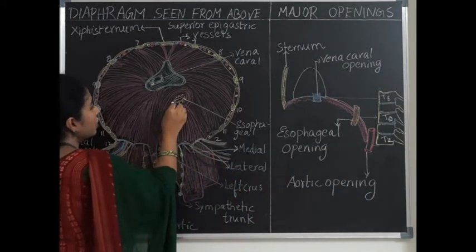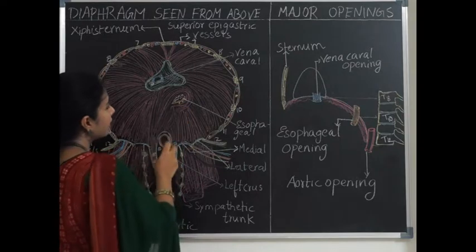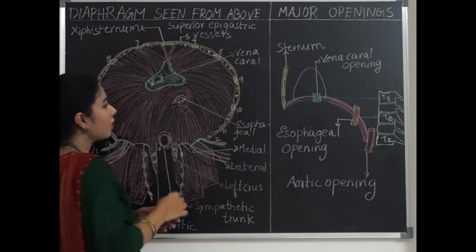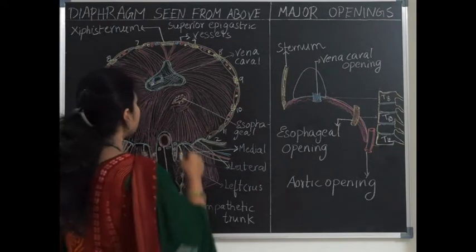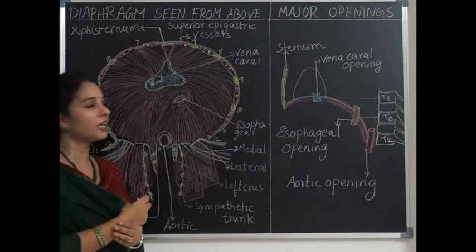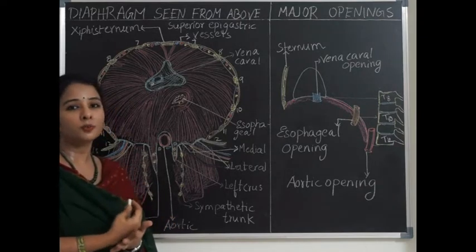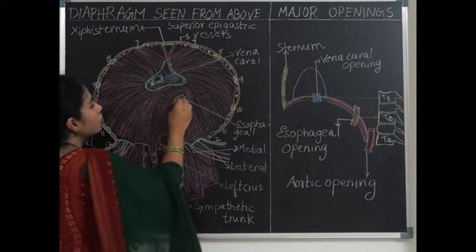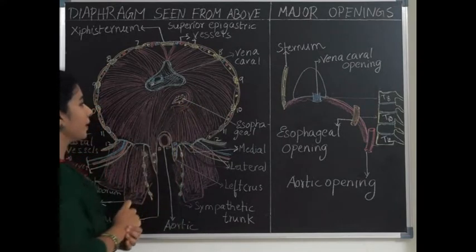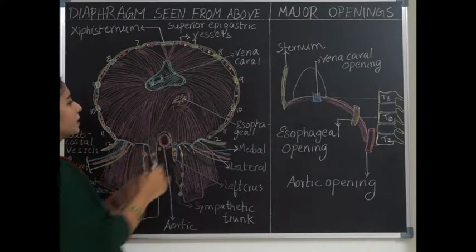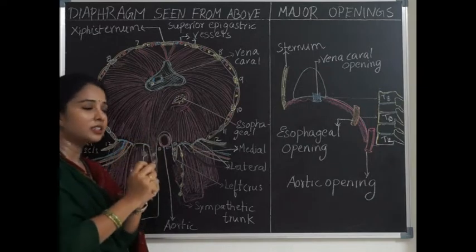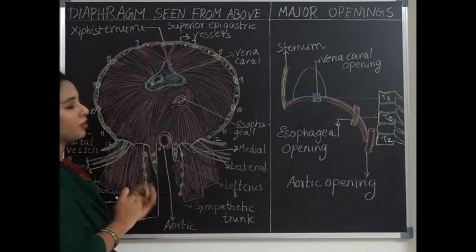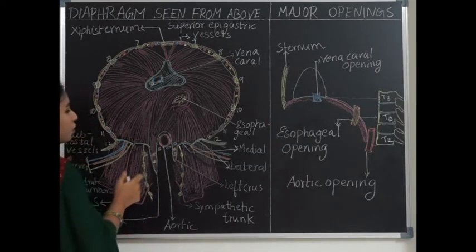Along with the esophagus, there are nerves called the right and left vagus nerves, and branches of the left gastric artery and tributaries of the left gastric vein also pass through the esophageal opening. During inspiration, the esophageal opening gets constricted and closed. That is the effect of inspiration over the esophageal opening.